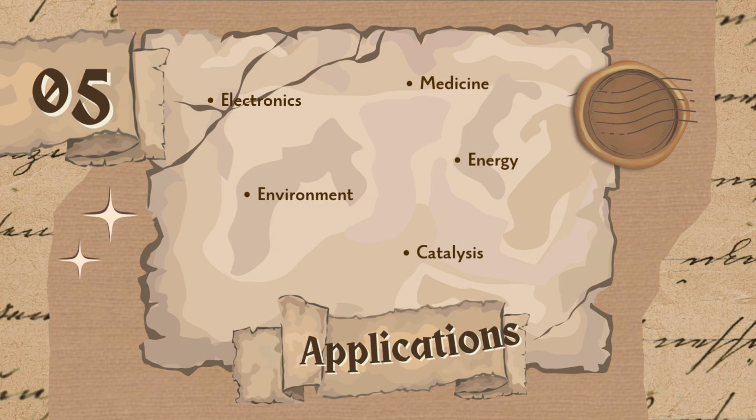In the application of zero-dimension nanomaterials to energy, nanoparticles improve the efficiency of solar cells and catalyze the reactions in fuel cells. Quantum dots can be used in light emitting devices for energy efficient lighting. For environment, nanomaterials are employed in water purification and air filtration systems to remove contaminants. And the last one, as a catalyst, high surface area nanoparticles serve as catalysts in chemical reactions, enhancing reaction rates and selectivity.